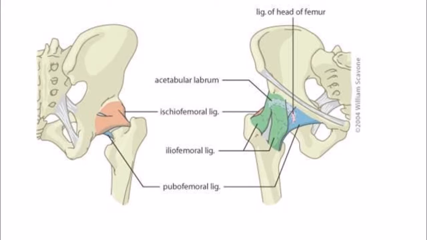The hip gets some of its stability from the large ligaments that connect the head of the femur to the acetabulum. These ligaments are the pubofemoral, iliofemoral, ischiofemoral, and the round ligament.